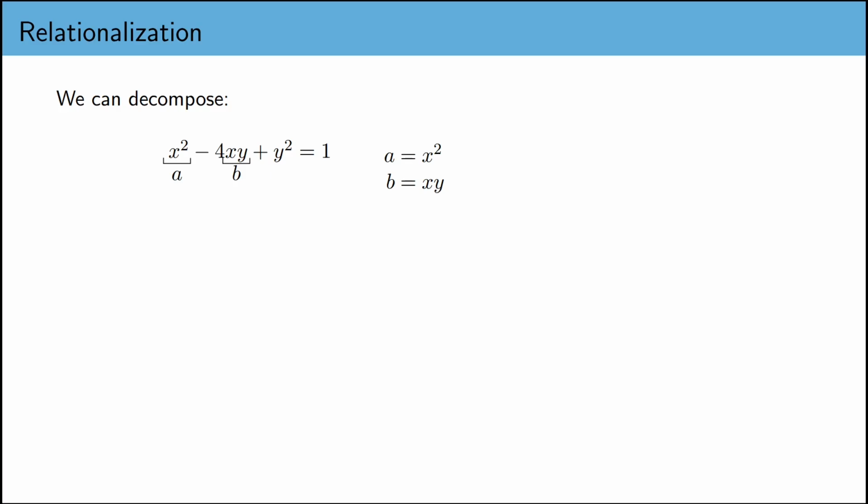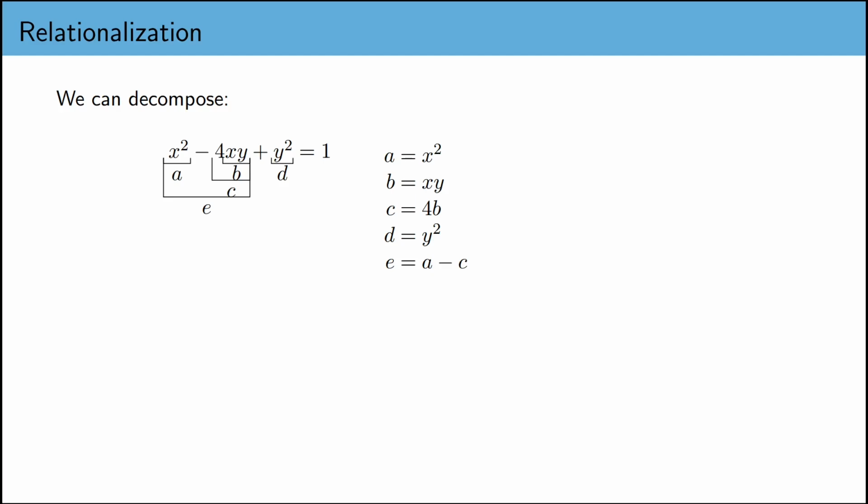So next we replace xy with b and add in the equation b is equal to xy. And then we replace our 4b with c and add in the equation c is equal to 4b. Next we replace y squared with d. So now our original equation has simplified down to a minus c plus d is equal to 1, provided all of these other equations on a, b, c, and d hold.